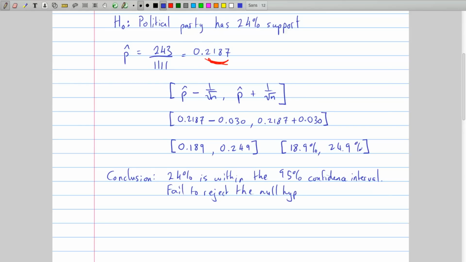So they might have 24% support. We don't have any evidence to conclude that they don't have 24% support, but we also can't say with any kind of certainty that they do have 24% support. So we use this particular phrase that we fail to reject their statement.